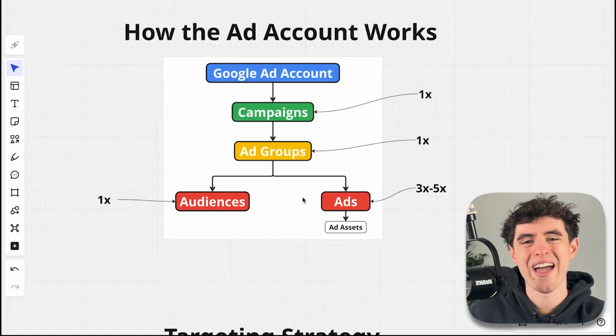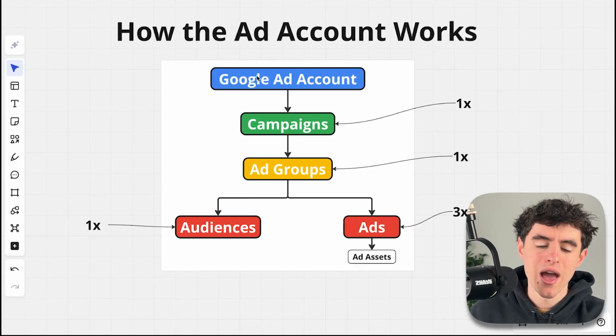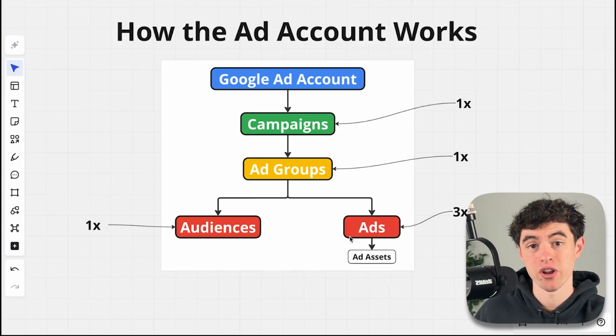So let's just go over how the ad account works. So basically what Google has is your ad account level. And within the ad account, you have your campaigns. Within the campaigns, you have ad groups. And then within the ad groups, you have your audiences and the actual ads themselves. So let's just hop on over to the ad account real quick.